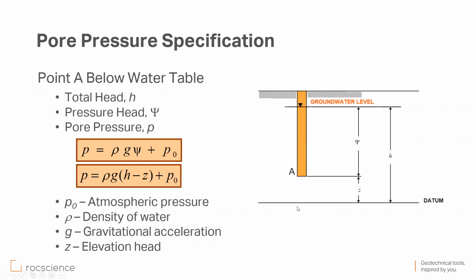Elevation head is from A to the datum. And total head minus elevation head is going to give you the pressure head. Pressure head times unit weight of the water is going to give you the pore water pressure. This is what we did in our example that I showed you.